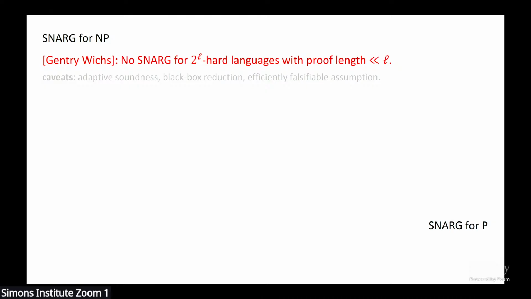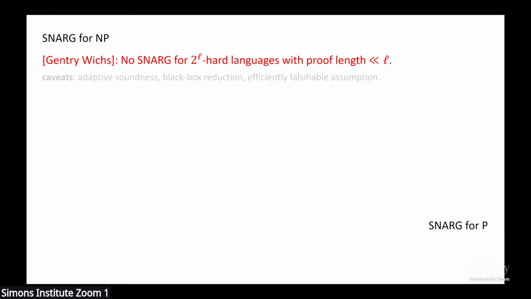And really, if you're willing to make strong sub-exponential assumptions, then we can get around this barrier. I'm going to talk about this more in a few slides, but mostly today, we're going to focus on polynomial assumptions and efficient security reductions. And in this regime, based on our current understanding, this is a real barrier.